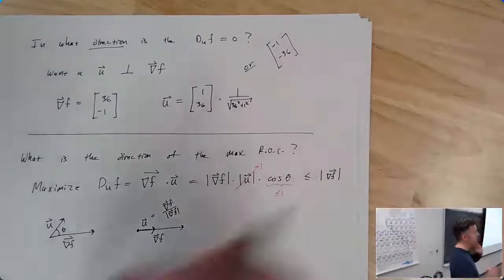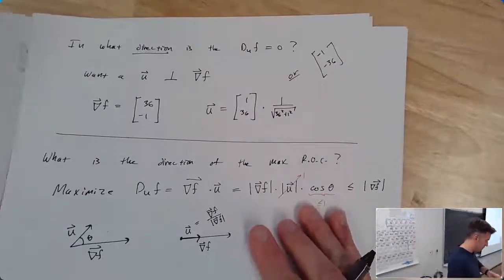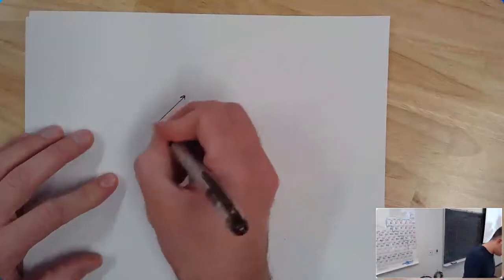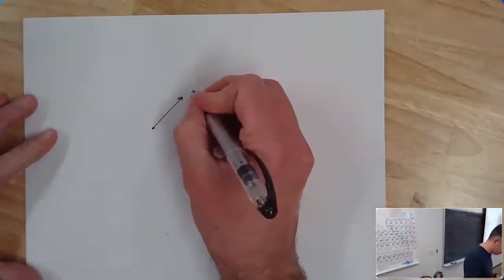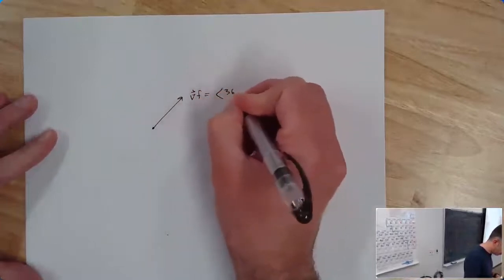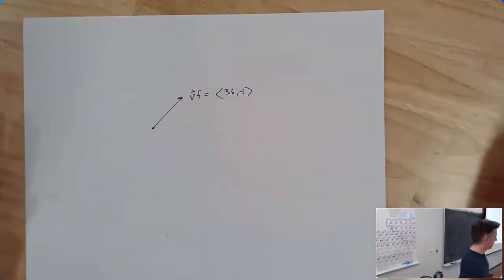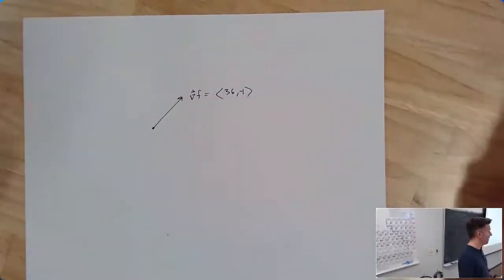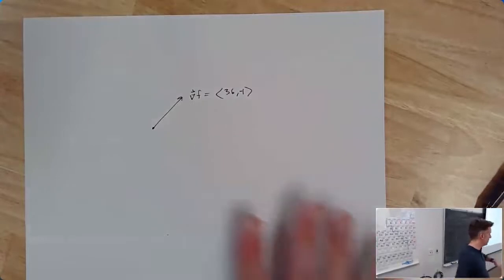So here's graphically what's happening. The idea here is that you've got a vector. Let's say that this is the vector 36, -1, even though it doesn't look like it the way I've drawn it. I want to find a vector that's perpendicular to it. I want to find a unit vector that's perpendicular to it. You really only have two choices if you're trying to live in the same plane.